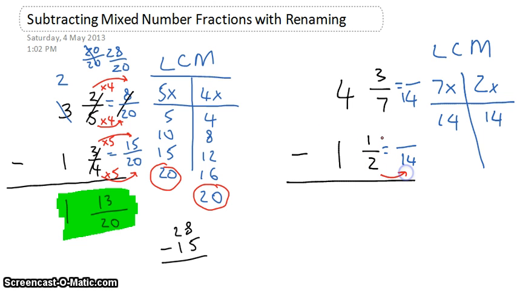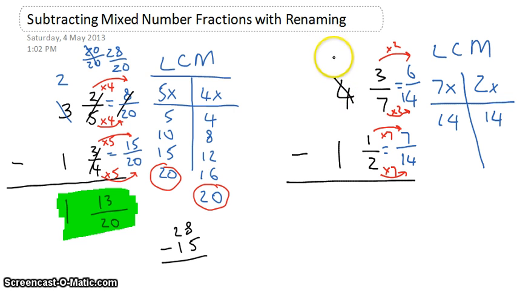And to do that, whatever I do to the bottom, I do to the top. 2 times 7 gives me 14, so 1 times 7 is 7, so 1/2 is the same as 7/14. And 7 times 2 gives me 14, and 3 times 2, whatever I do to the bottom, I do to the top. 3 times 2 is 6. Okay. Now I can see that I can't take 7/14 away from 6/14. So I need to rename.